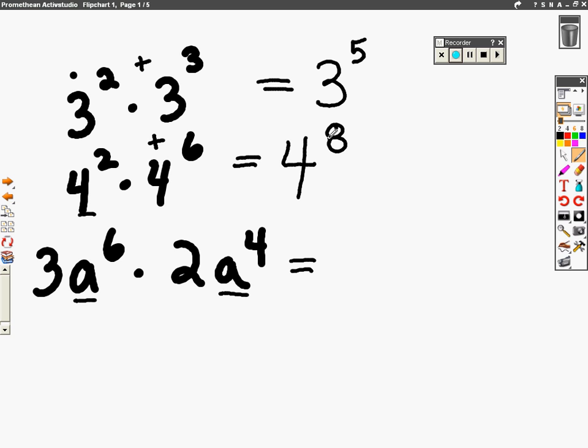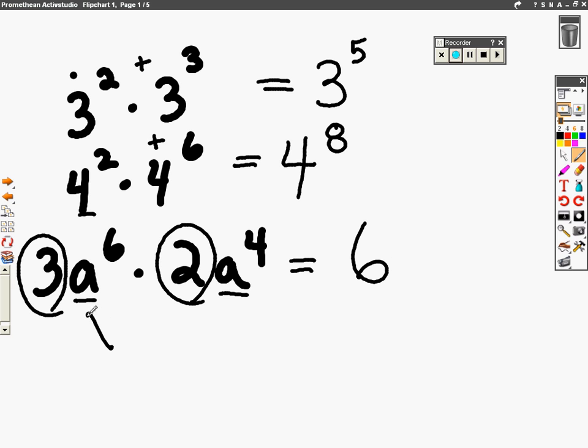Last one, a little bit different because when you have variables and numbers, you have to multiply these numbers out in front. So 3 times 2 is 6, and then when we go to multiply the a's, because they have the same base, you can leave the base the same and just add the exponents. You get 6a to the 10th. Alright, let's go to the next one.